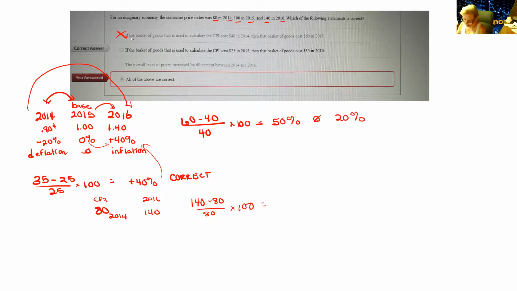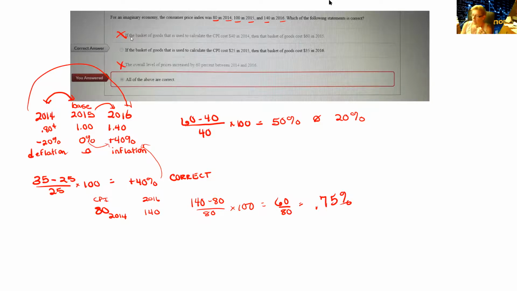I did it once here, so let me see. 140 minus 80 is 60 divided by 80. 6 eighths or 3 fourths. So that's 0.75. Right? So basically we have a 75%, not a 60% increase. So that's what made that one wrong as well. Okay, so hopefully that clears up A.